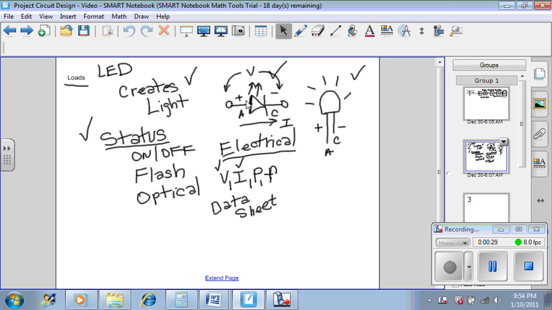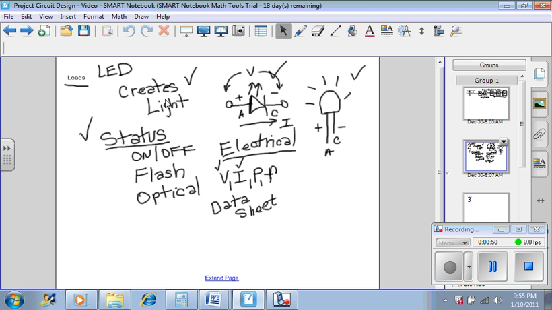We need to know what it actually does. What happens when you apply a voltage to this component? Well, we know the LED creates light. And there are other components that do different jobs, but you have to be specific as to what your component actually does when you apply electrical energy.